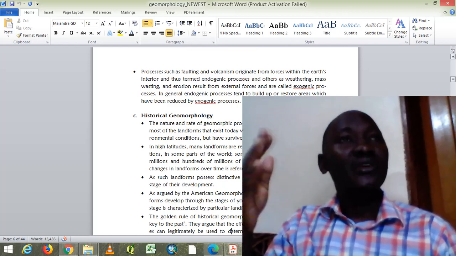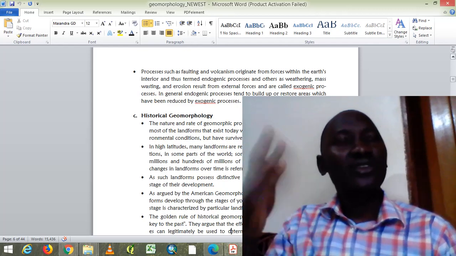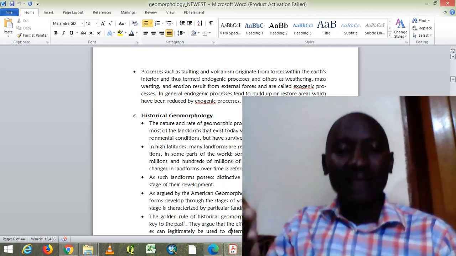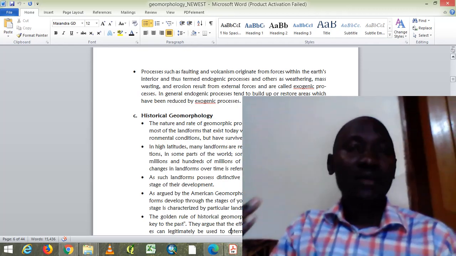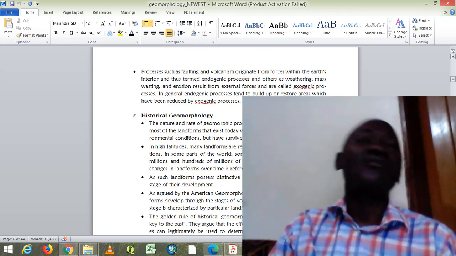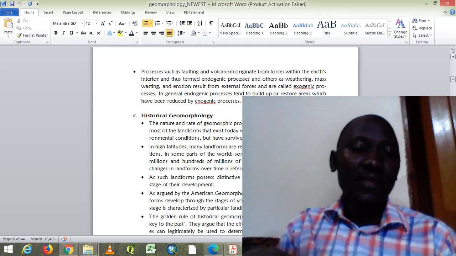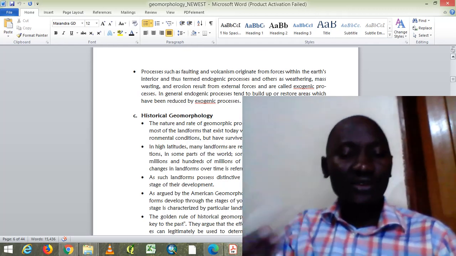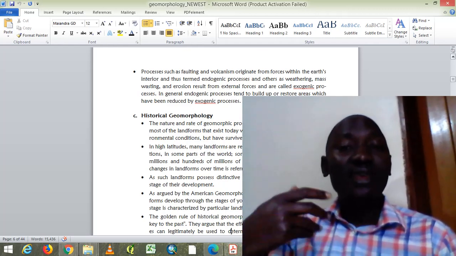That's why in geography and geology, we have the geological time scale. We know there are landforms which are of the Precambrian era. But up to this day, if you come across them, they are remnants of what was formed in the Precambrian era. We have landforms which are of the Cainozoic era. We have landforms which are of the Mesozoic era.